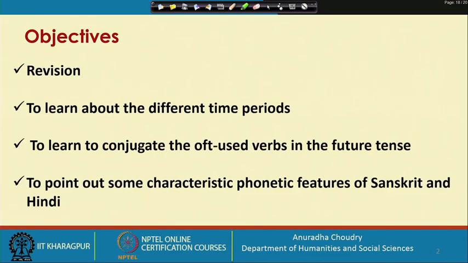So the objectives of today's session are going to be a quick revision. Then we're going to learn about the different time periods and also to learn how to conjugate some of the oft used verbs in the future tense. And finally, I will point out some characteristic phonetic features of Sanskrit and Hindi.